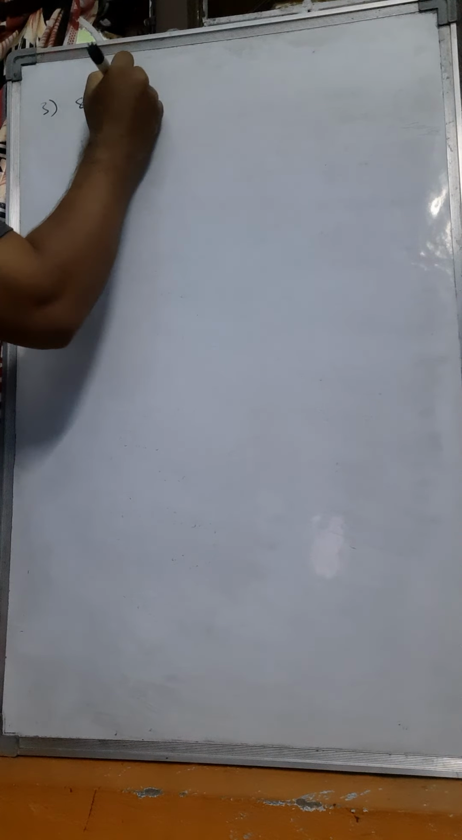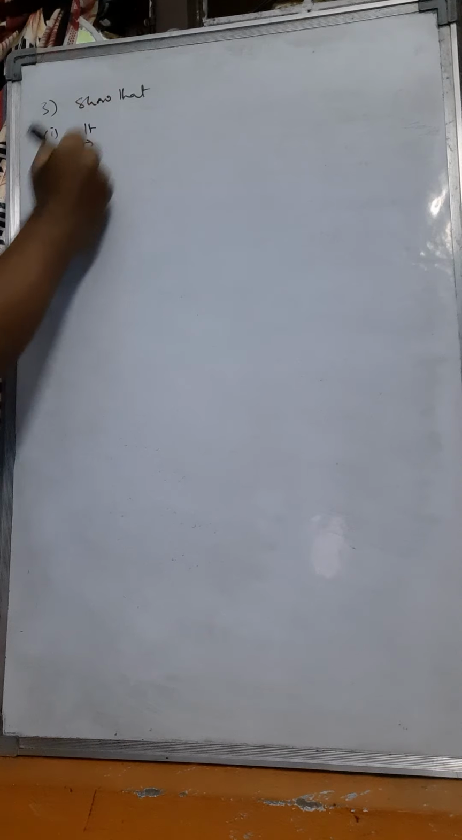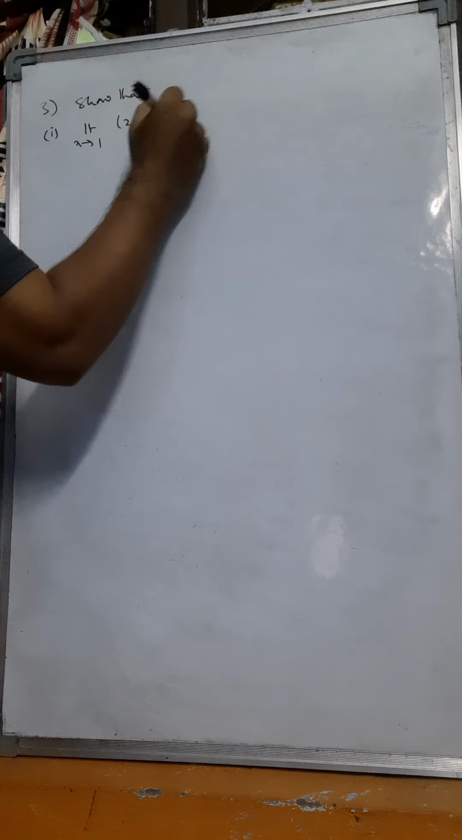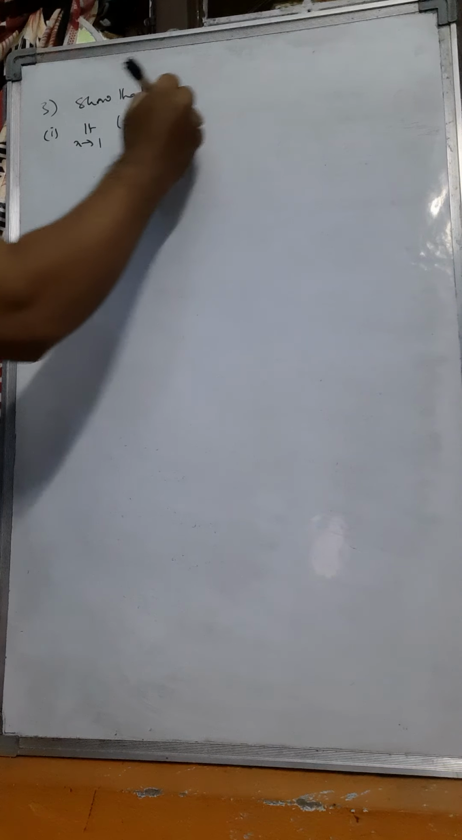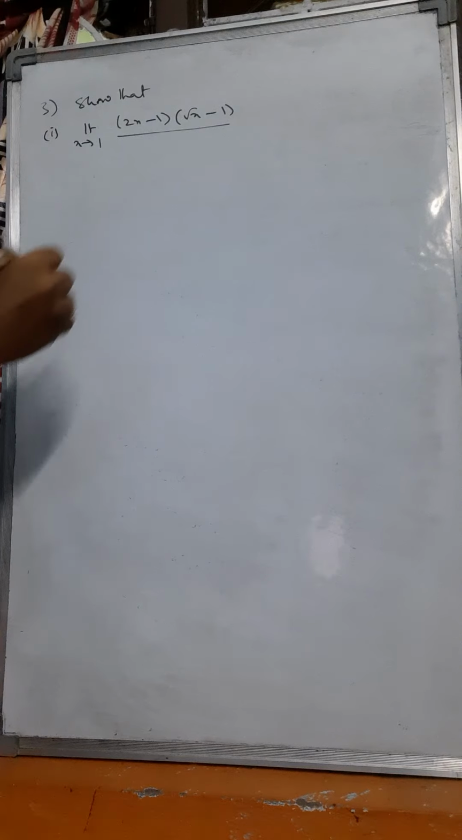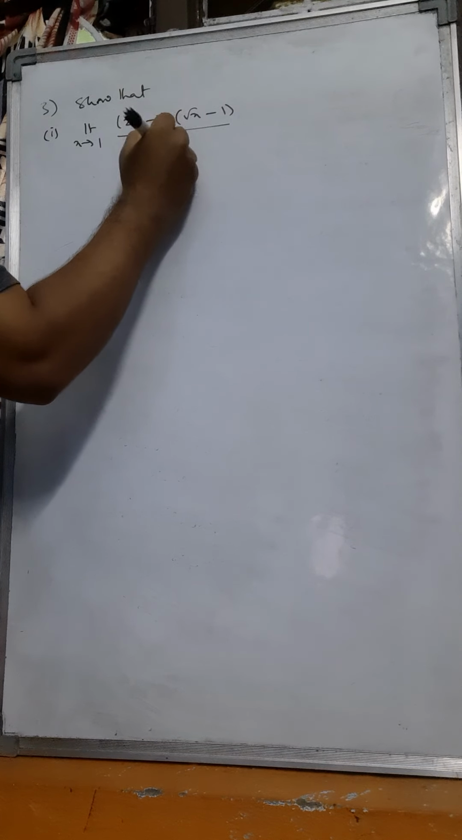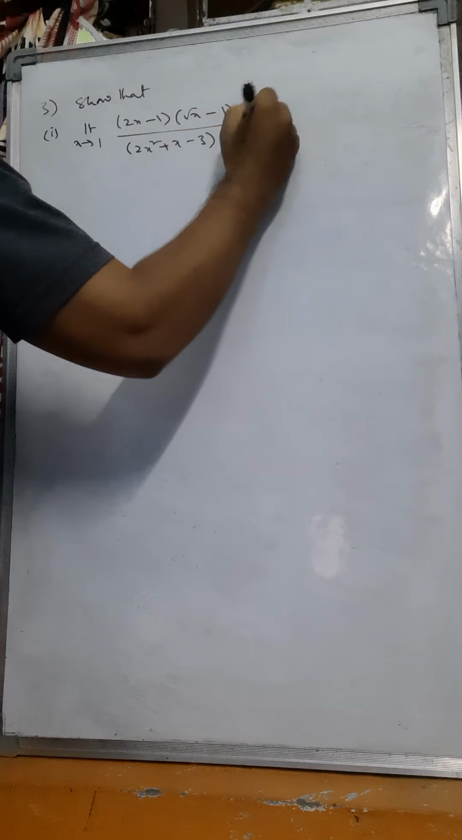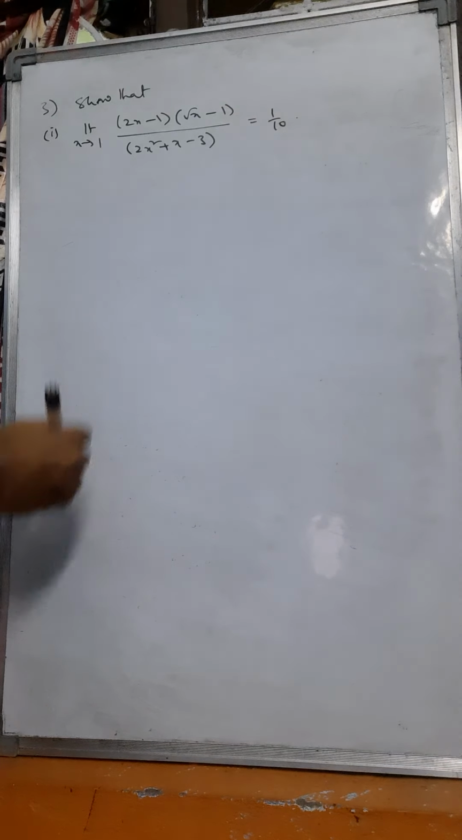Next, third bit. Show that, the first one, limit x tends to 1, 2x minus 1 into root x minus 1 by 2x square plus x minus 3 is equal to 1 by 10.